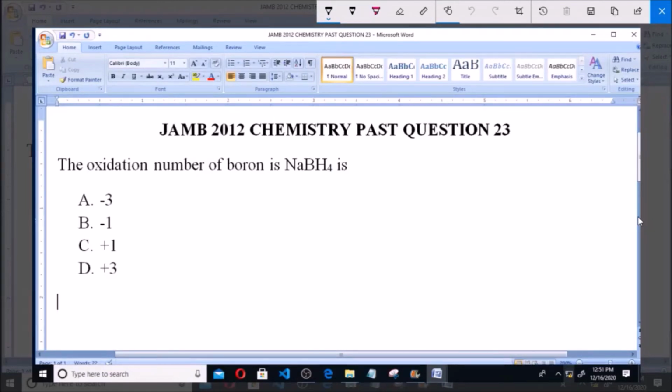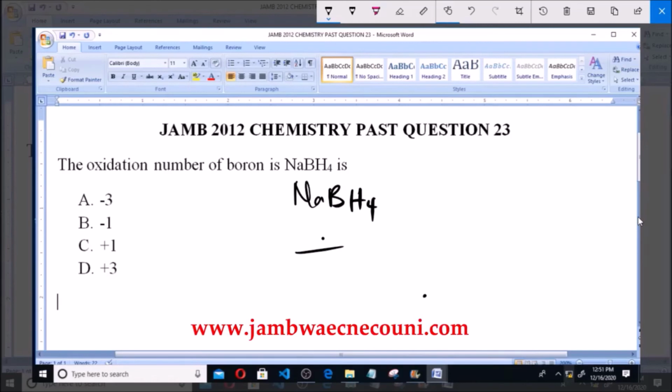I will be answering JAMB 2012 chemistry past question 23. The oxidation number of boron in this given compound containing sodium, boron, and hydrogen is? So we are asked to find the oxidation number of boron in this given compound. Option A says minus 3, B minus 1, C plus 1, and D plus 3.